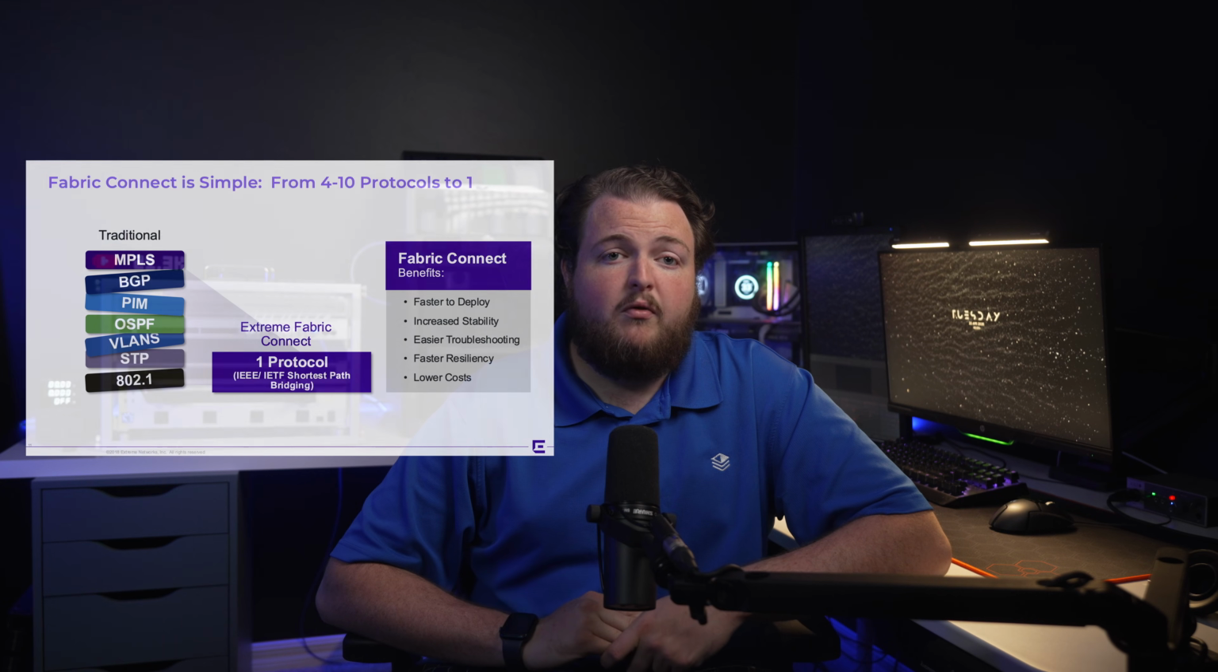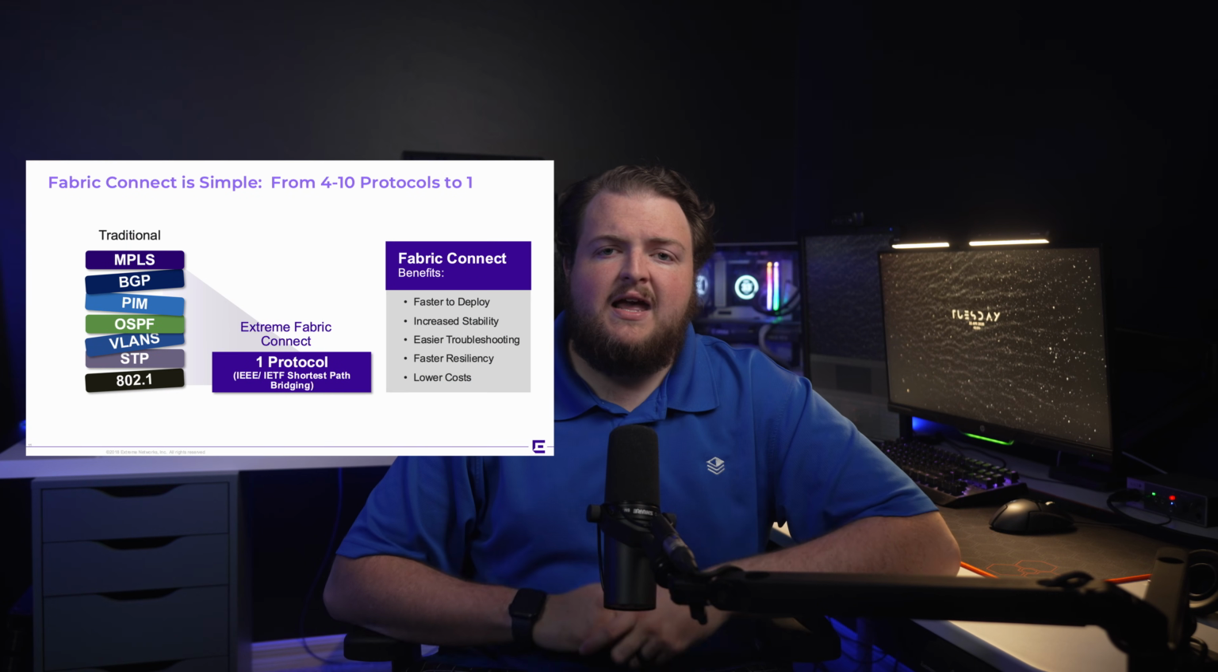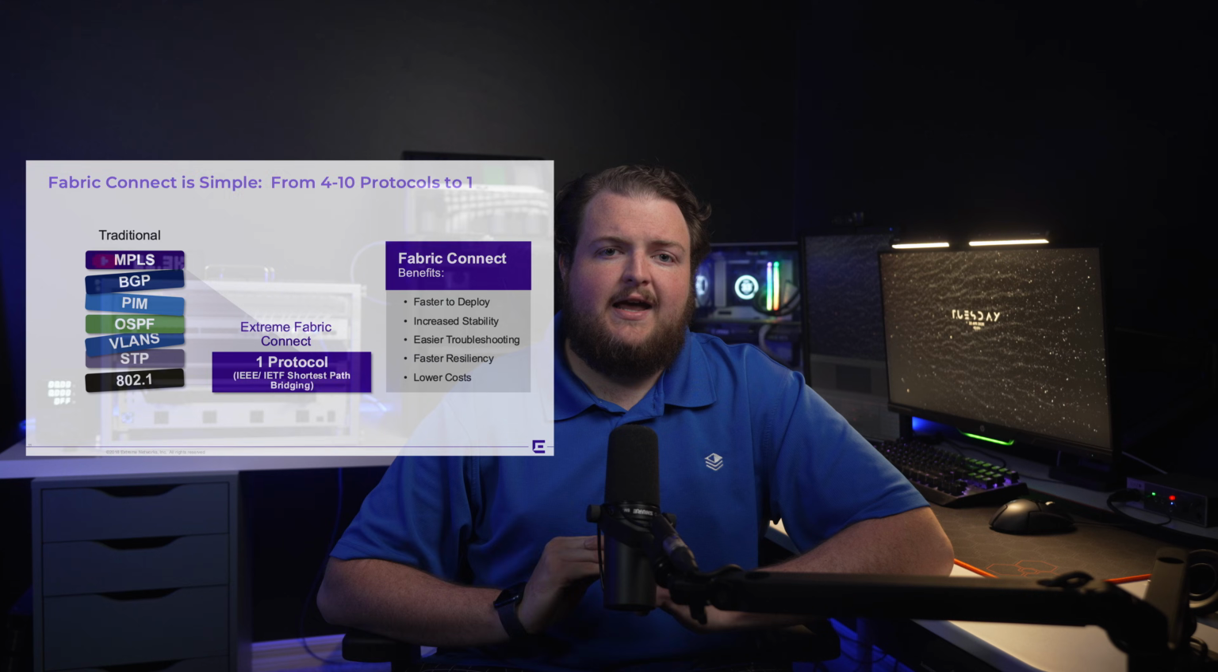Enter Extreme Fabric, also known as Fabric Connect. This isn't an overlay model, it's actually a new way of thinking. Fabric Connect is built on IEEE 802.1aq, aka Shortest Path Bridging, or SPB. It replaces the overlay-underlay model with a single link state control plane, which is ISIS. Instead of tunneling with VXLAN, it uses MAC and MAC encapsulation via 802.1ah.